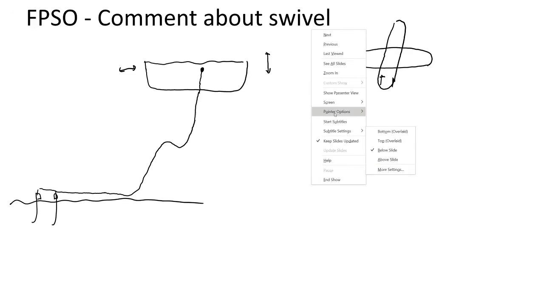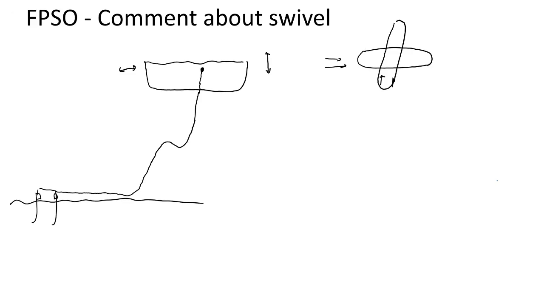So one option is using a swivel. Essentially, I make part of the FPSO such that these two parts are able to rotate. So I make here a structure called a swivel that moves up and down with the rest of the FPSO, but allows relative rotational motion between them.